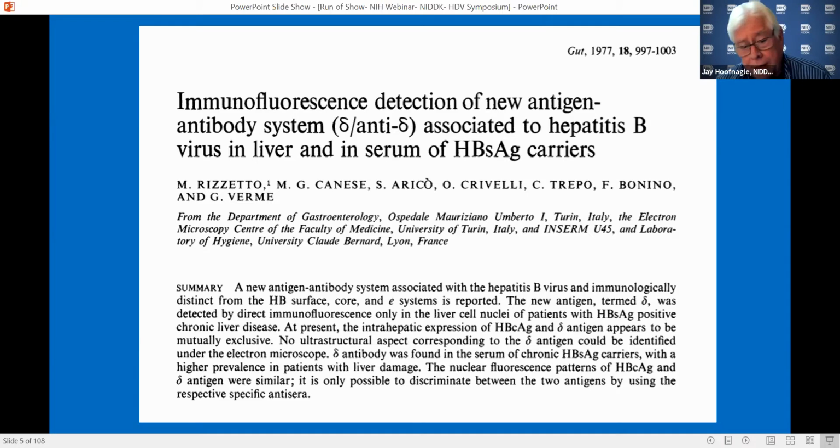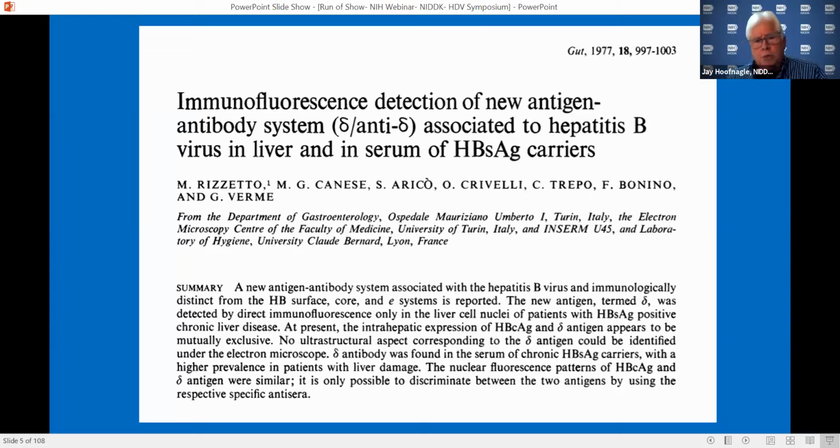The story of Delta hepatitis began with this publication in Gut in 1977, 44 years ago. And for us in the field, this paper didn't make any sense whatsoever. They described a new antigen antibody system in hepatitis B that none of us had seen and couldn't make head or tail of it. So was it a new antigen antibody system of hepatitis B, or was it a subtype of the surface antigen, or a subtype of the core antigen? That was actually the best explanation. Or was it something else? Was it a different virus that infected people? Or was it an artifact?